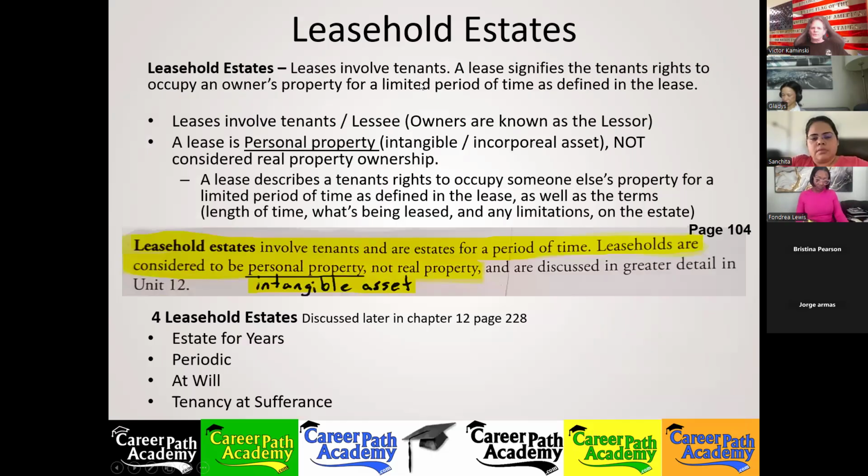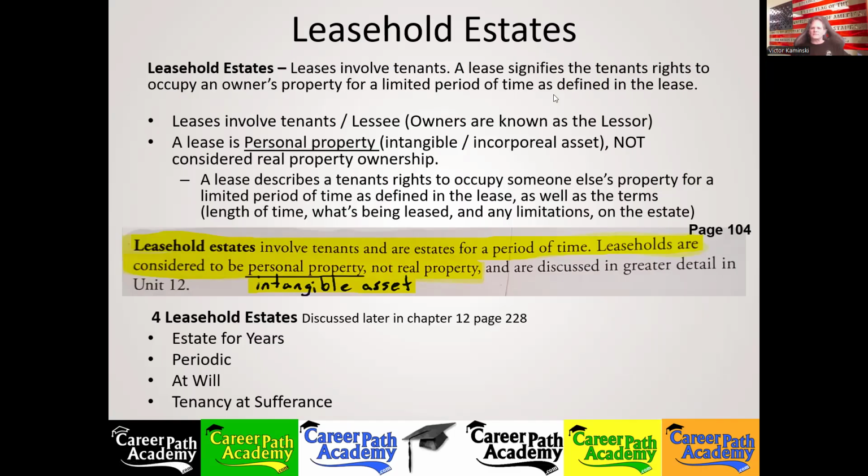So, a leasehold estate. Let's first talk about these leasehold estates really quick before we get into the freehold ones. We're just going to give a quick rundown. We're not going to go deep into this. Leasehold estates involve leases and tenants. A lease signifies a tenant's right to occupy an owner's property for a limited period of time as defined in a lease. Leases involve tenants who are the lessee. The owners are known as the lessor.